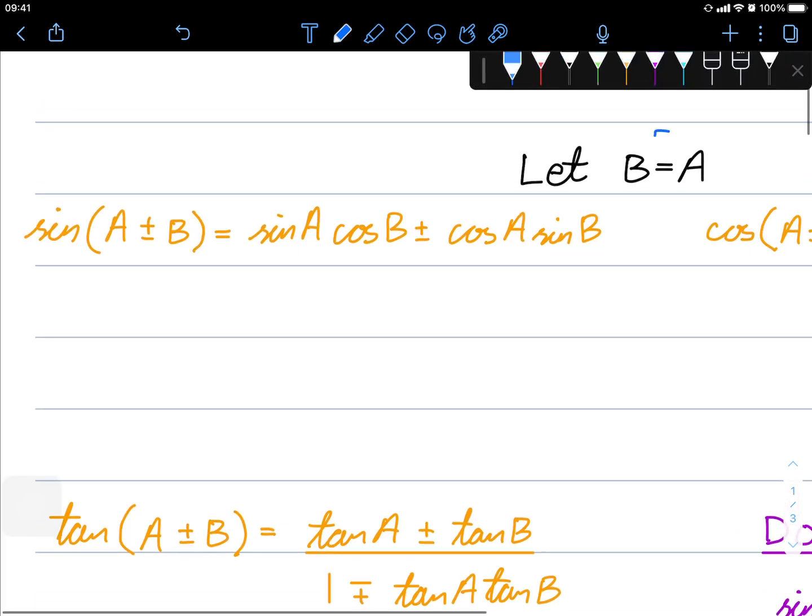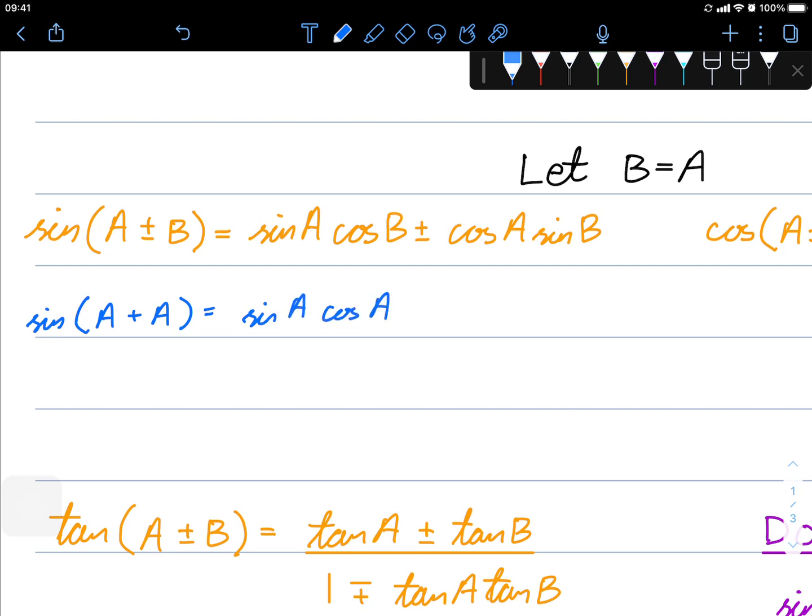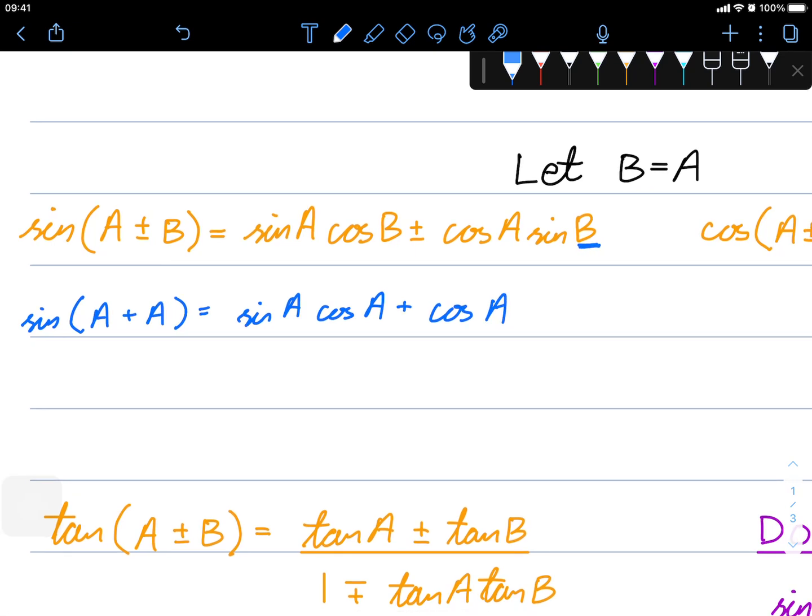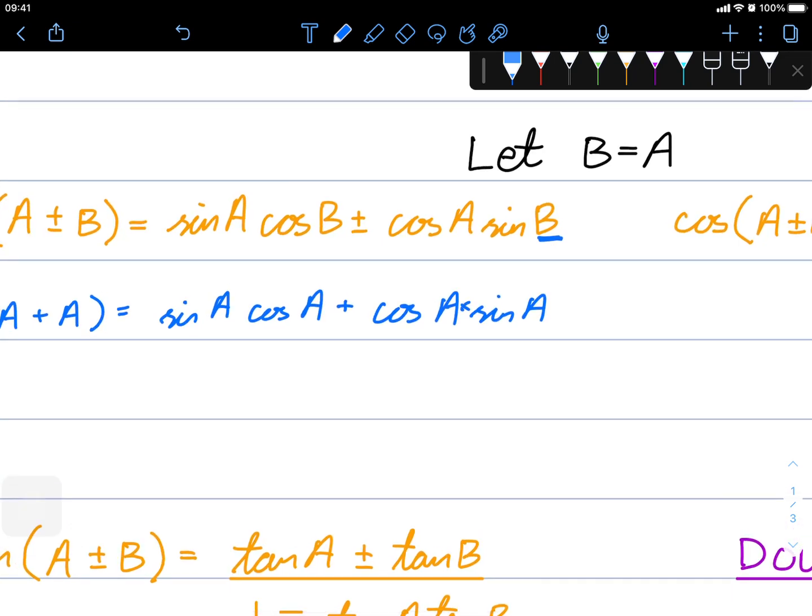So if we let b is equal to a, we would get sine of a plus a. B is now a. In the exact same way now, this b will become a. So sine a cos a. Since it's plus, we also take plus for sine. Cos a and b will now become a. So that's sine a.